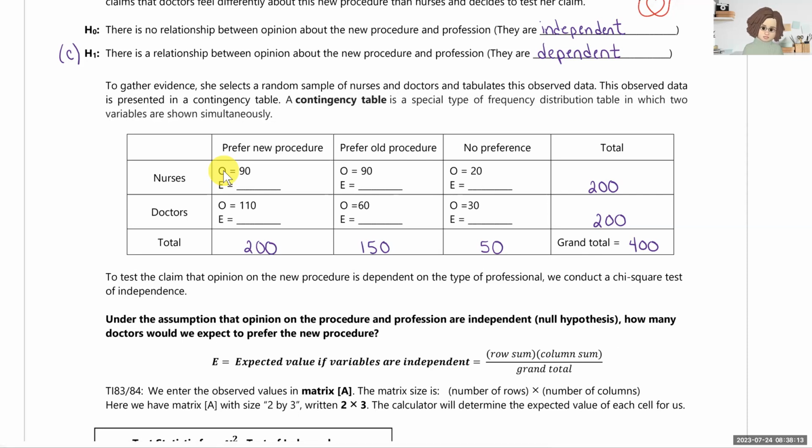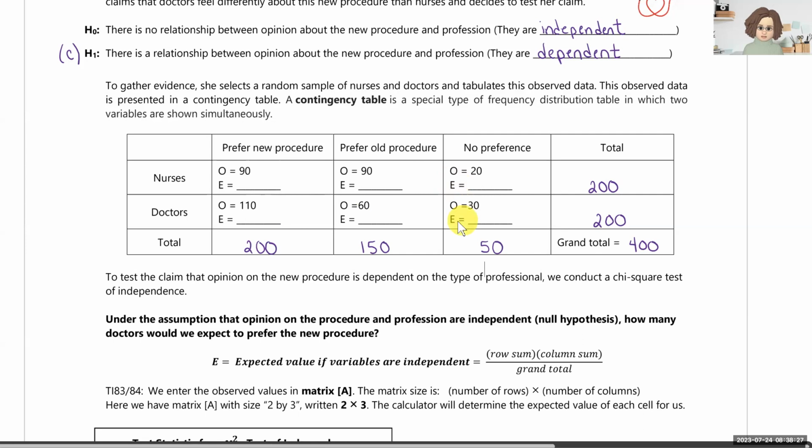And then our next step is to say, if the null hypothesis is true, that there is no relationship between the variables, what would I have expected the values to be in each of these cells of my table? So that's our next step. So let me focus on doctors. If opinion and profession are independent, how many doctors would we expect to prefer the new procedure? So I'm looking for this expected value.